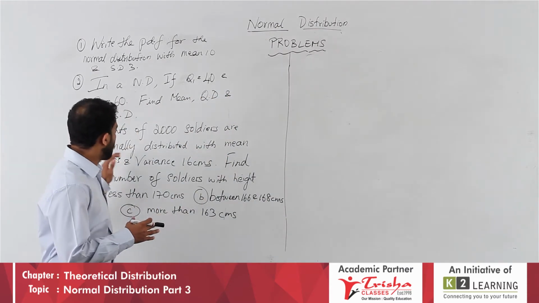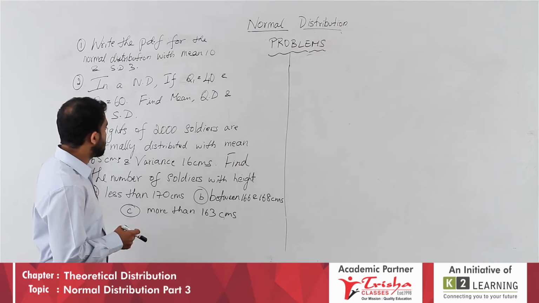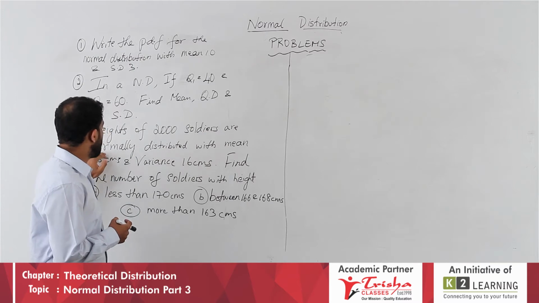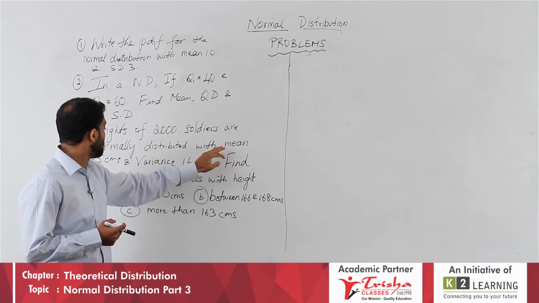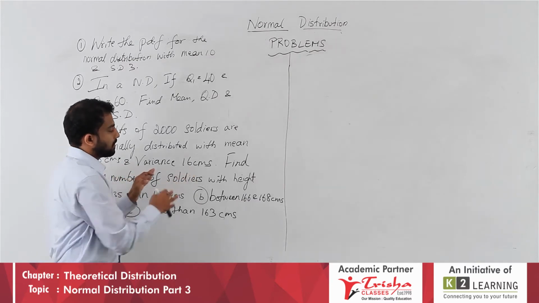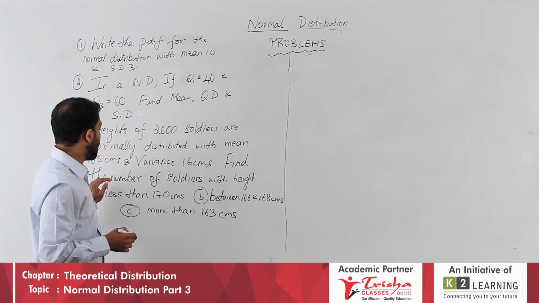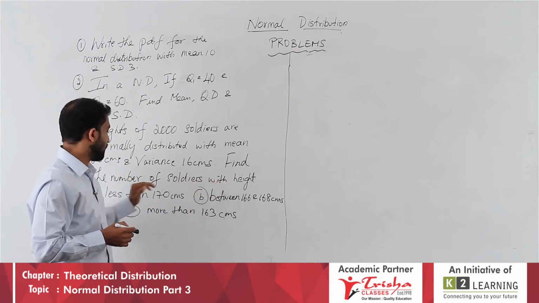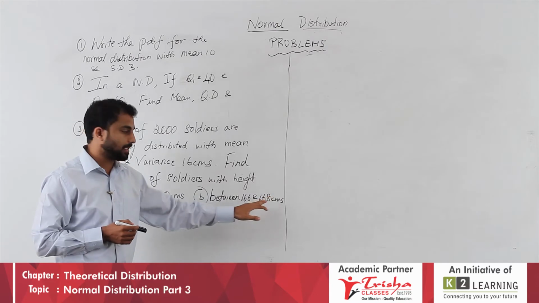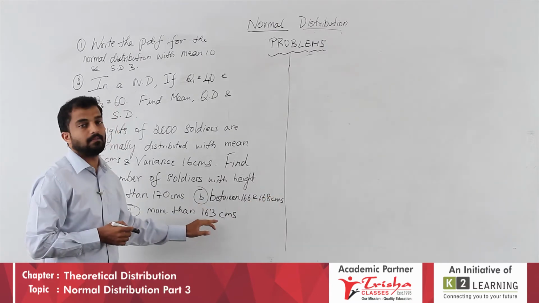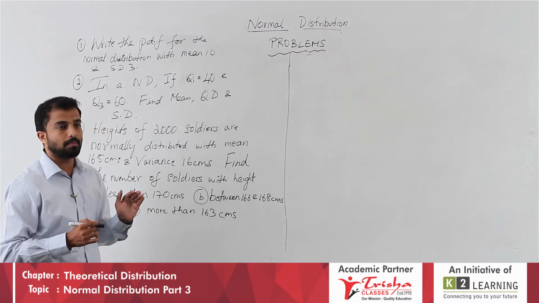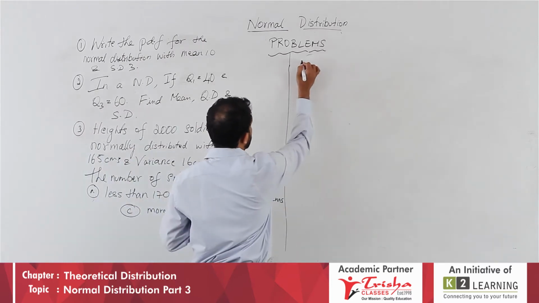So the last question from normal distribution says: height of 2000 soldiers are normally distributed with mean 165 centimeters and variance 16 centimeters. We have to find the number of soldiers with height less than 170, between 166 and 168, as well as more than 163 centimeters. So firstly, let us copy down the data that is given to us.